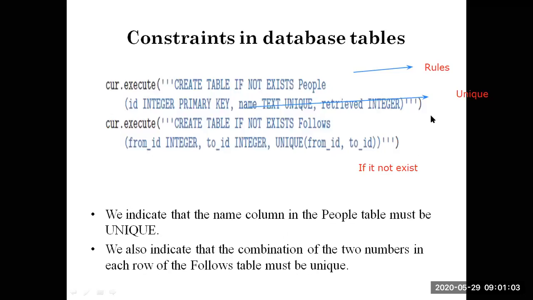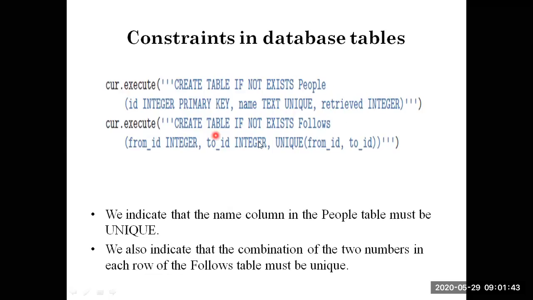Constraints in a database table. You know what constraint means, right? Certain rules which will enforce you to make sure that we have unique values in my database table. So what I'm trying to do now is cursor.execute create table if not exists. I should make sure that the table does not already exist in my database. So create table if not exists people, with id integer primary key, name, and this name should be unique throughout my database, retrieved integer.